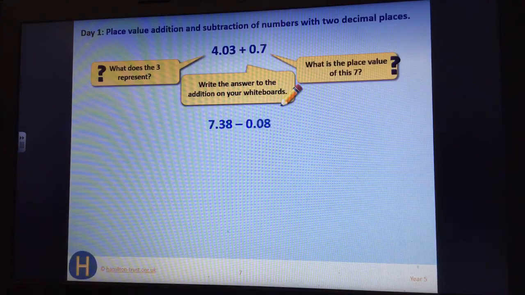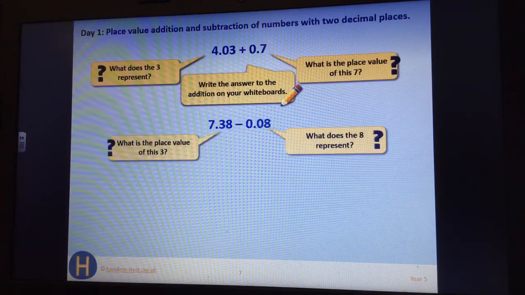All right, so we have another sum here now: 7.38 take away, subtract, 0.08. The place value of the 3, shout it at the screen. Yes, that's right. It means 3/10. And the 8, what does that represent? Congratulations, you are very clever. It means 8/100ths. Well done.